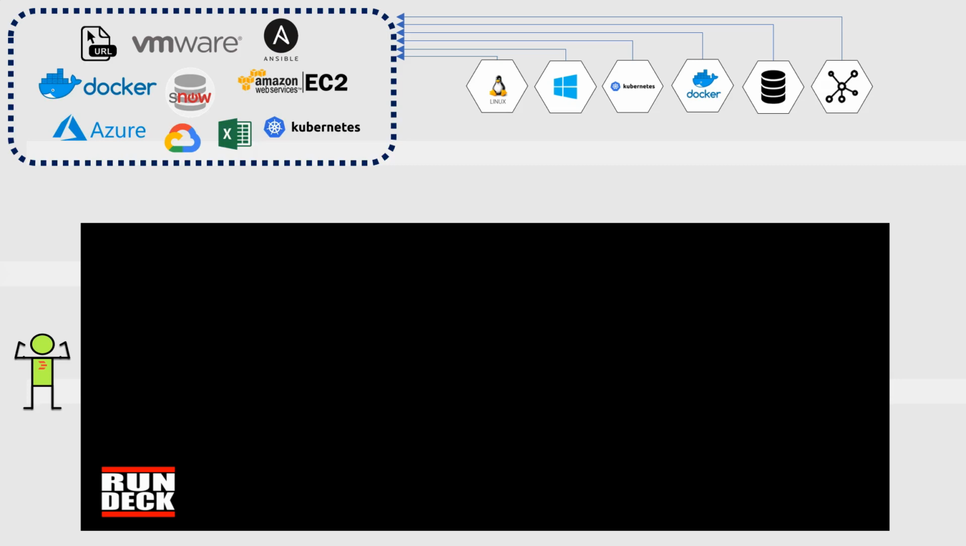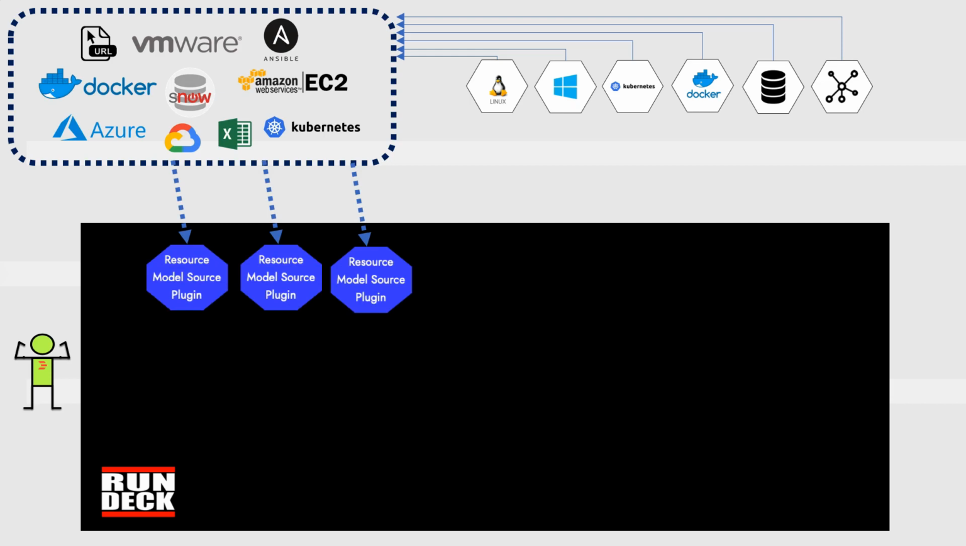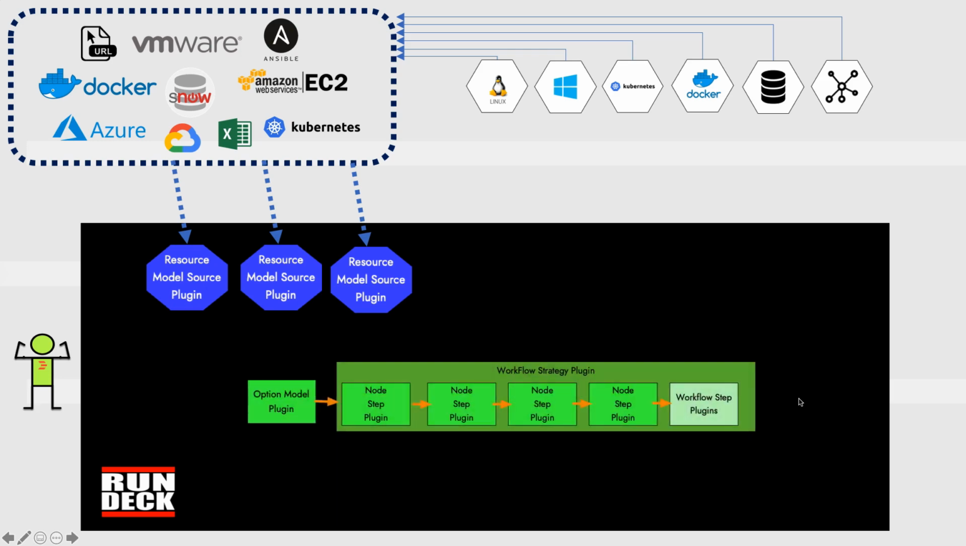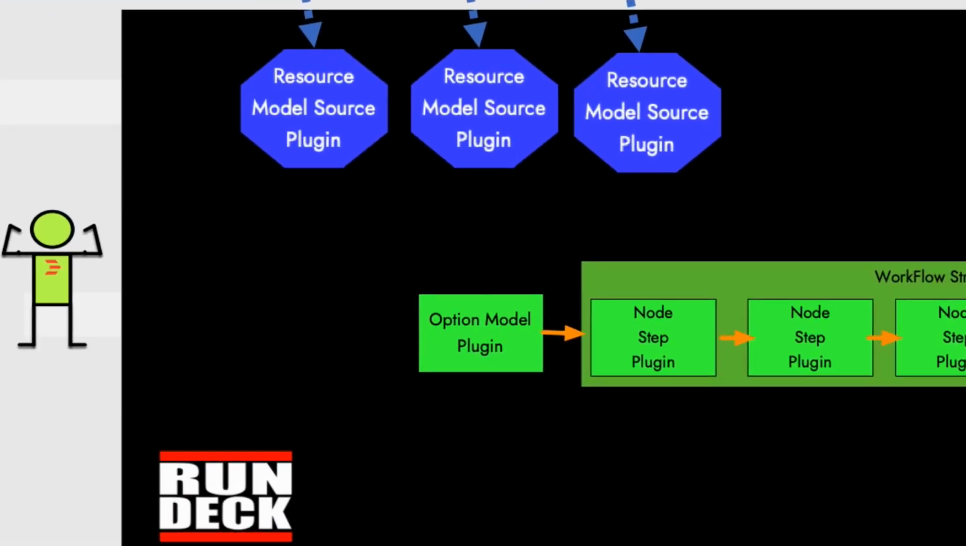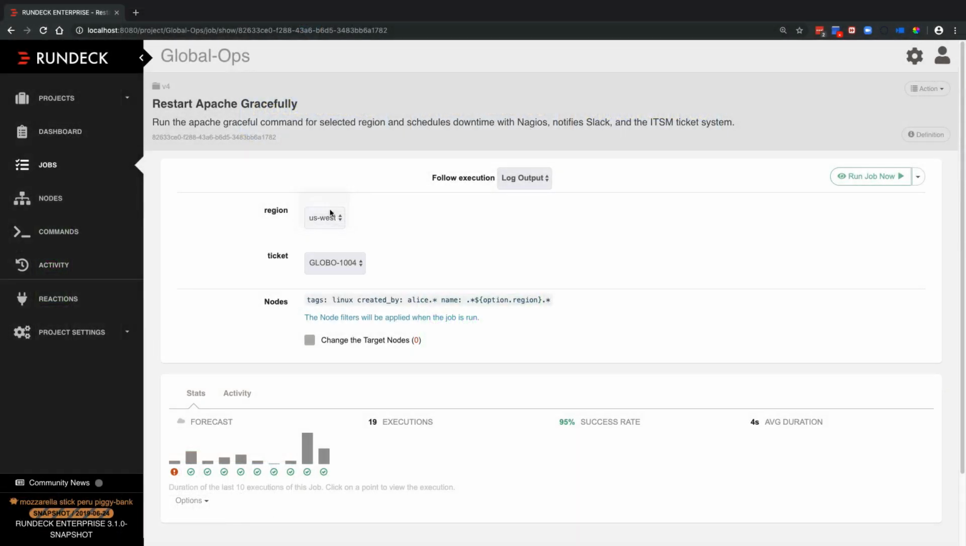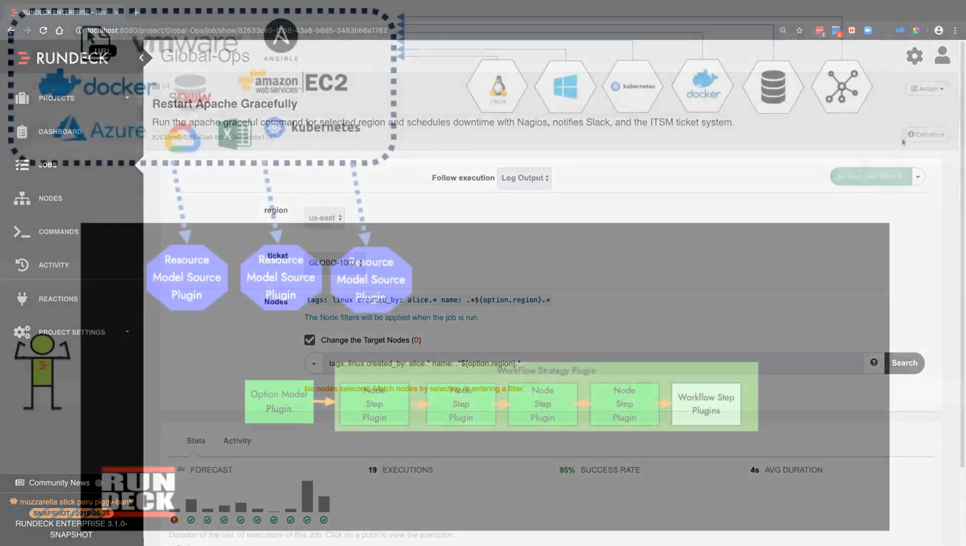To ingest that information, we have to be able to adapt to a lot of different sources. And that's where a resource model plugin comes into play. This is how we can pull all this different type of information, and we can pull multiple sources at the same time. When you're ready to execute automation on those nodes, you're likely going to use the option model plugin, so your users can select parameters you've provided as a guardrail, or if you're feeling lucky, enter their own.